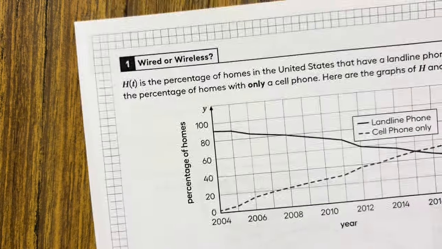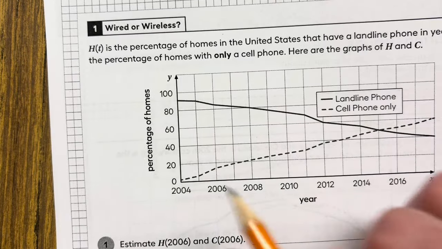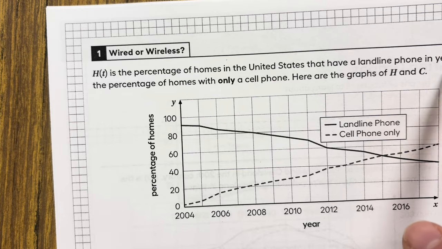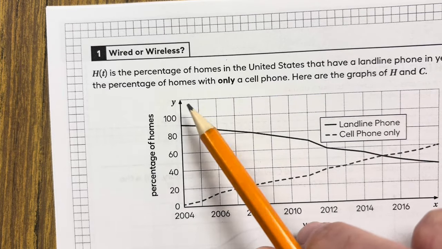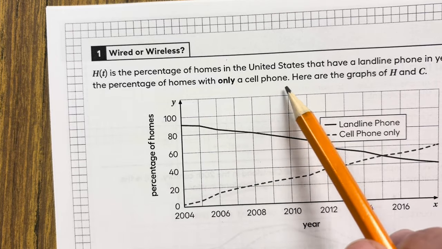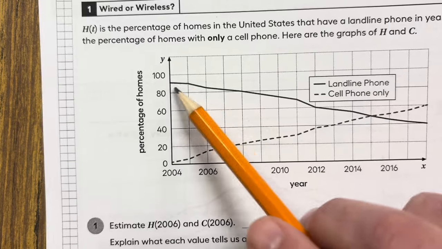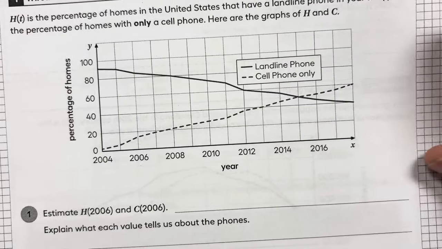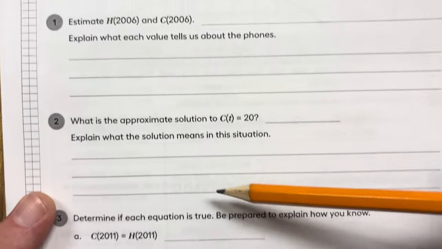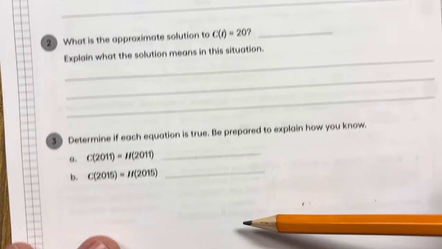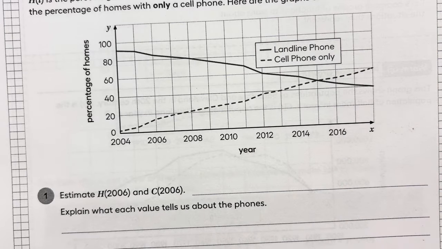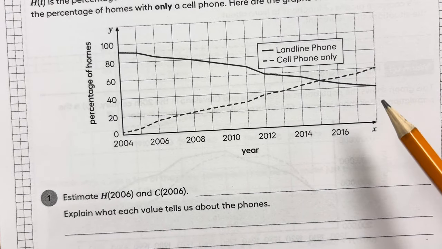Now we're going to turn this over to the next page, wired or wireless. H of T is the percentage of homes in the United States that have a landline phone in year T. C of T is the percentage of homes with only a cell phone. Here are the graphs of H and C. Go ahead and take a minute, pause the video, go through these questions down here on your own, and then once you've done that, come back and I'll go through it with you.